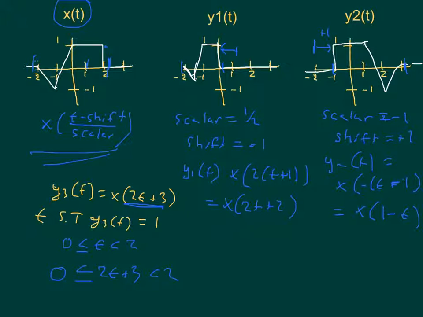And we can solve that by subtracting 3 from each side and then dividing by 2 on each side. So we're going to get -3/2 is less than or equal to t is less than -1/2. The end.